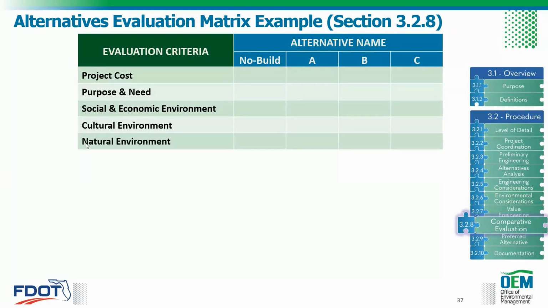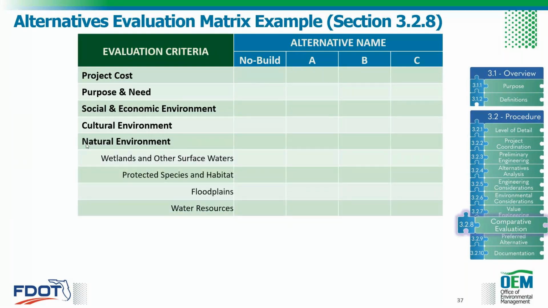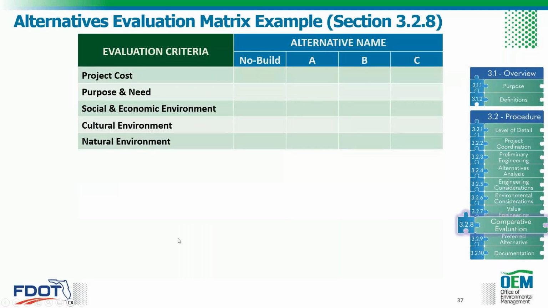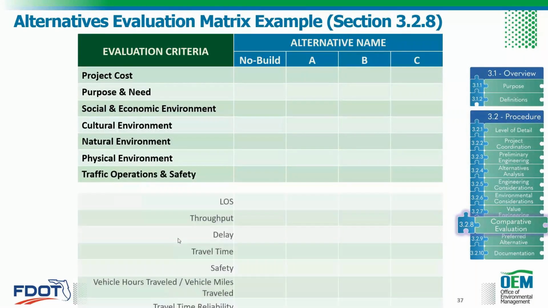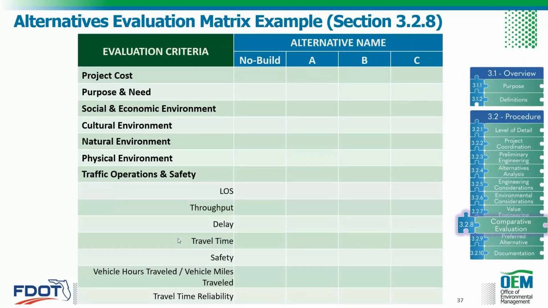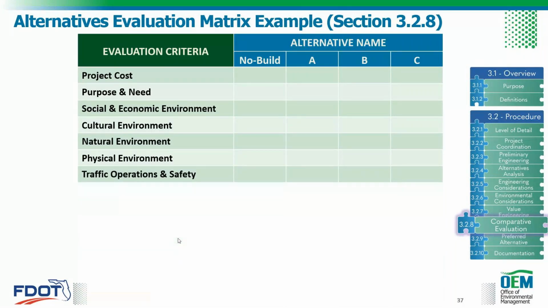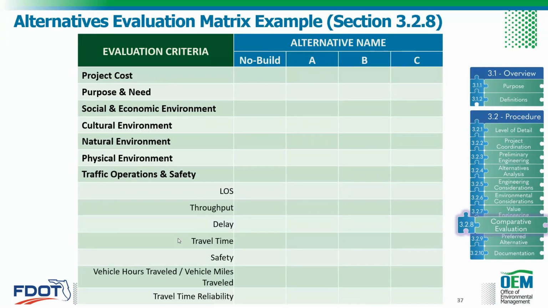For your natural environment, some of the items that you would consider in the matrix would be wetlands and other surface waters, protected species and habitat, floodplains and water resources. Your units for that would likely be in acres and could vary based on the alternative considered. For the physical environment category, you would look at things like contamination and hazardous waste sites, noise receptors, navigation, air quality, utilities, bicycles, and pedestrians. And then traffic operations and safety. You would look at things like the level of service, which is your LOS, another acronym, throughput, delay, travel time, safety, vehicle miles traveled, and travel time reliability.